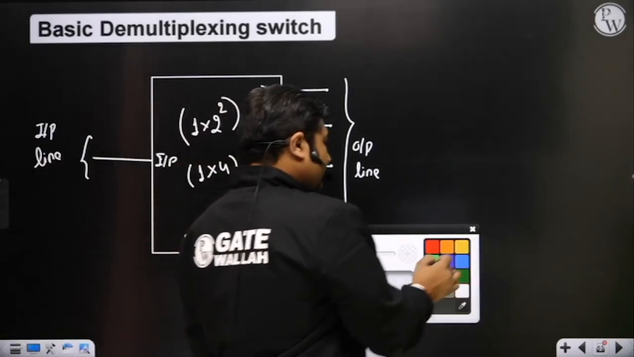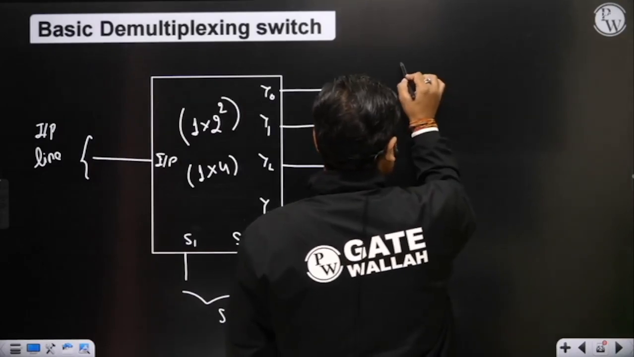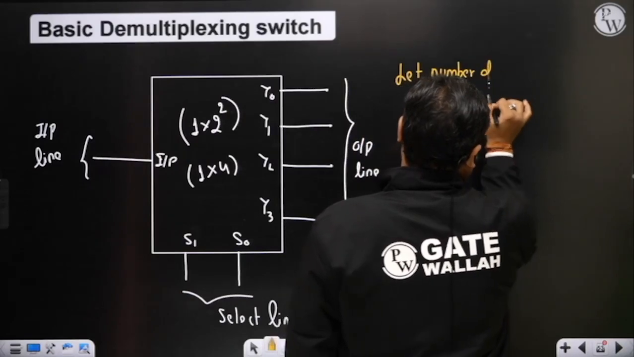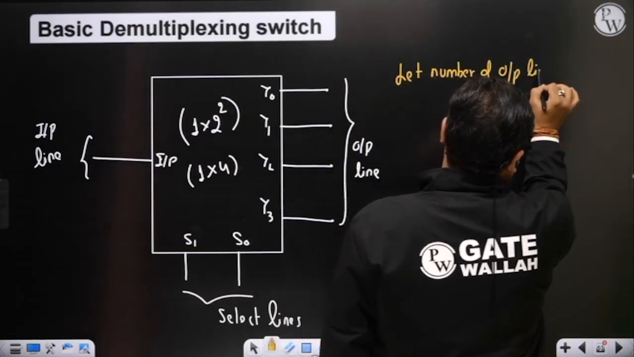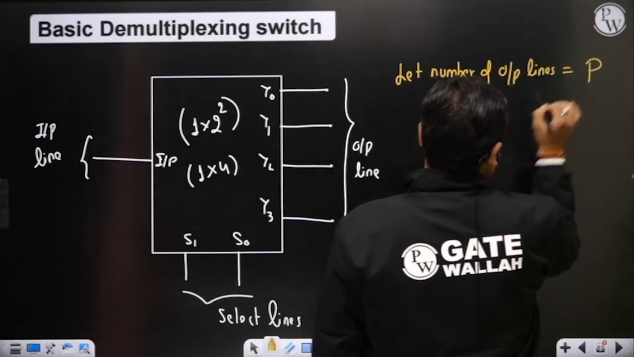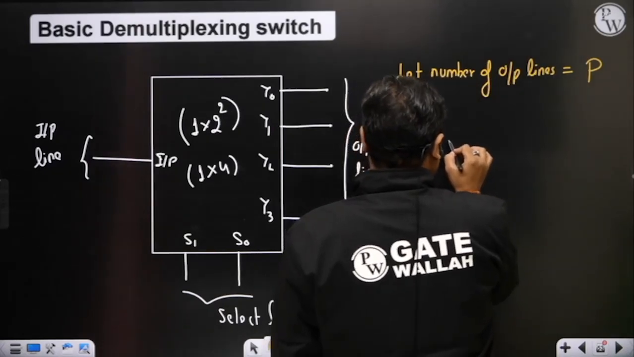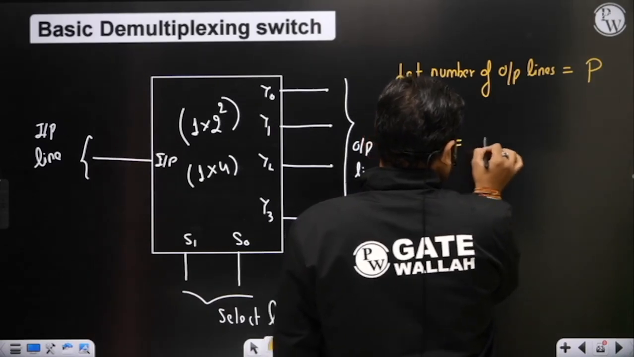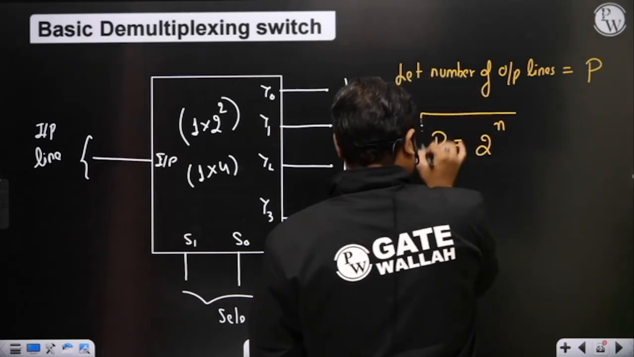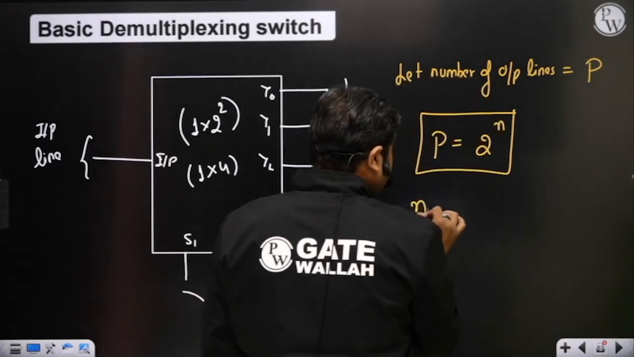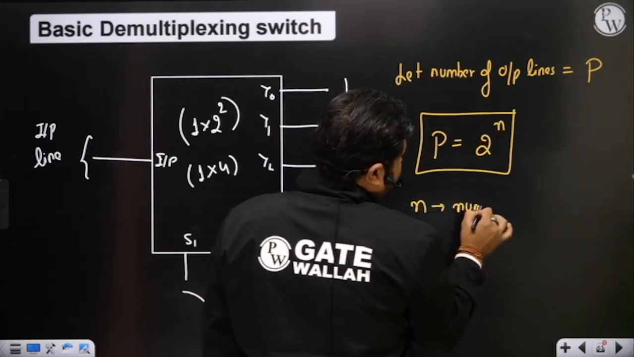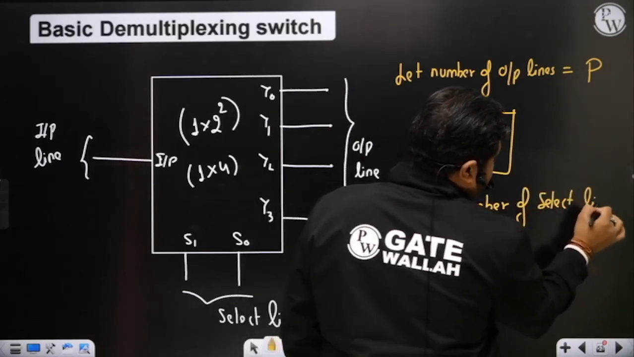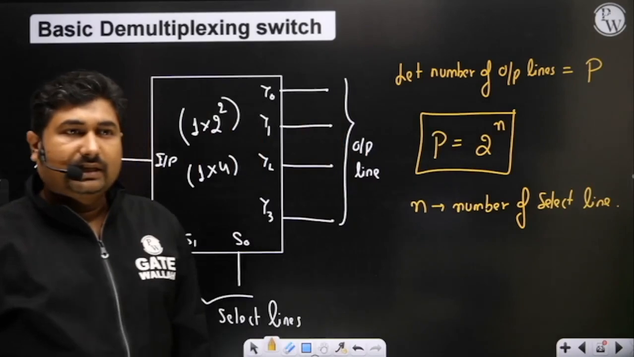How to write this? Please observe. Let the number of output lines be P. Then P is equal to 2 to the power n, where n is the number of select lines. Is it okay? Great, sir.